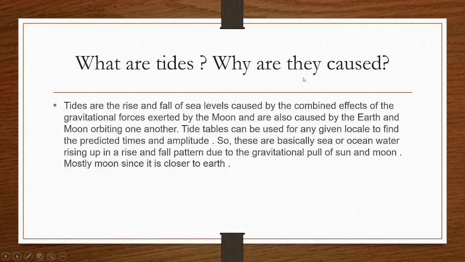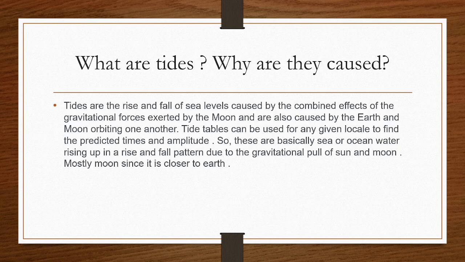Now, what are tides? Tides are basically the rise and fall of sea levels caused by the combined effect of the gravitational force exerted by the moon, and also by the Earth and moon orbiting one another. Tide tables can be used to find the predicted time and amplitude for any location.